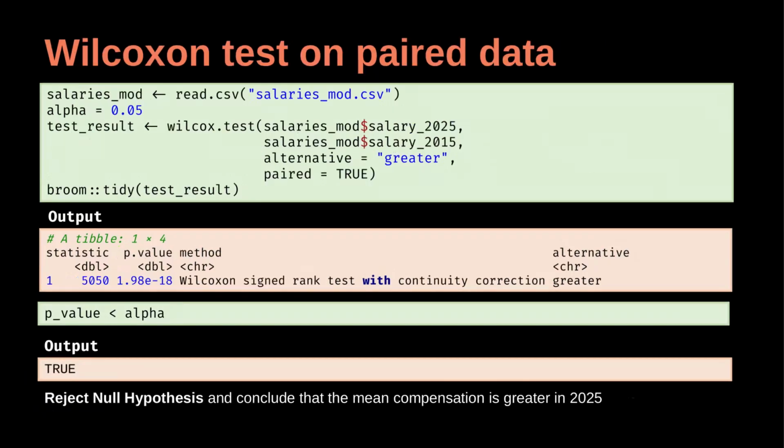The Wilcoxon test is equivalent to the paired t-test and is used for non-parametric datasets. Here we are testing the hypothesis that salaries in 2025 are greater than they were in 2015 using the wilcox.test function in base R. Since we are comparing paired data, we must set the argument paired equals to TRUE. As we can see, the p-value is extremely small, effectively 0, and certainly much less than our alpha level of 0.05. This means we reject the null hypothesis and conclude that salaries in 2025 are significantly higher than those in 2015.